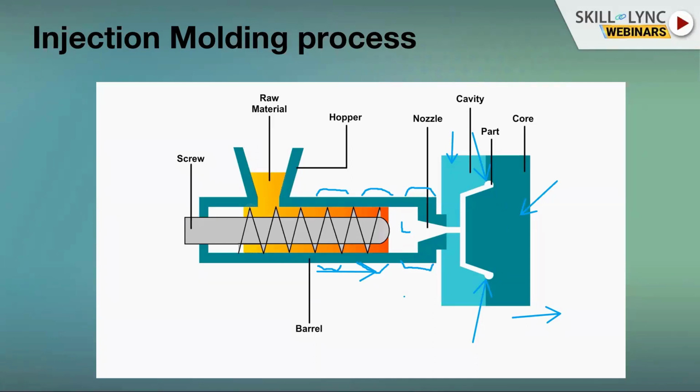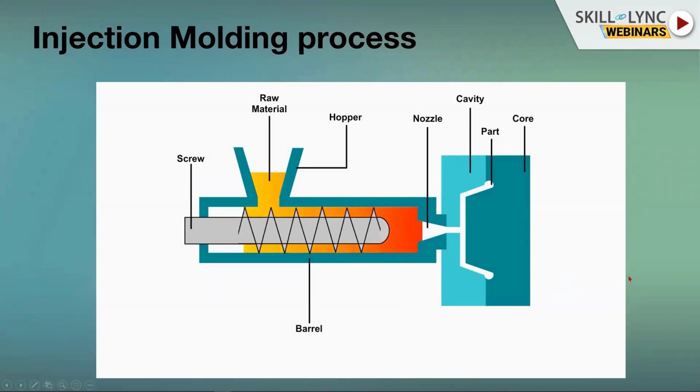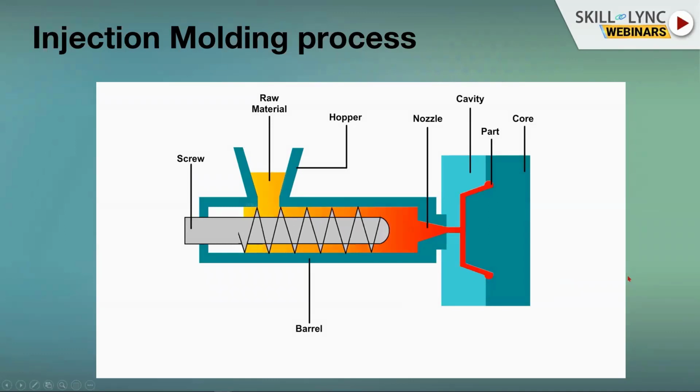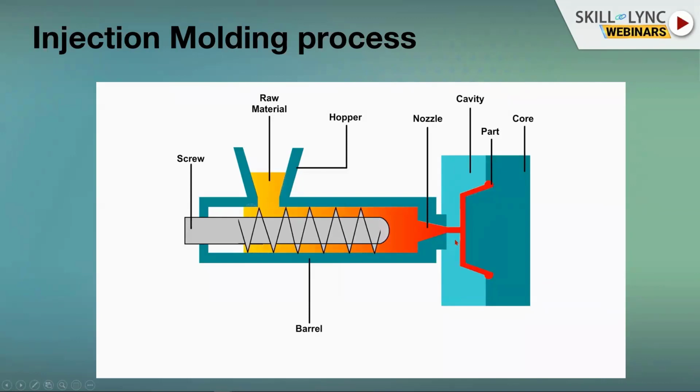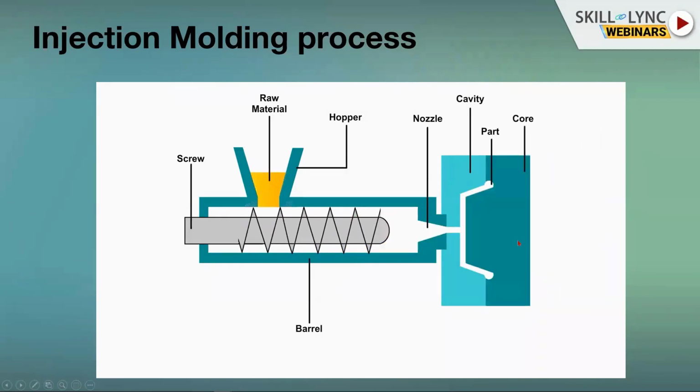Yeah, and then I'll just play this so that you can get knowledge on how exactly the injection molding process takes place. And if you see red, then it will be converted into liquid. And then once it is filled inside the core and cavity, it will be cooled, and after cooling it will be ejected, and then the part is ready.